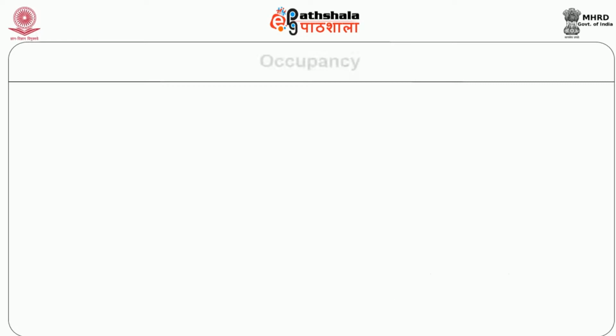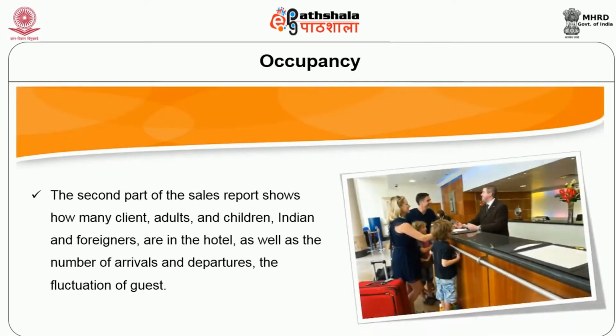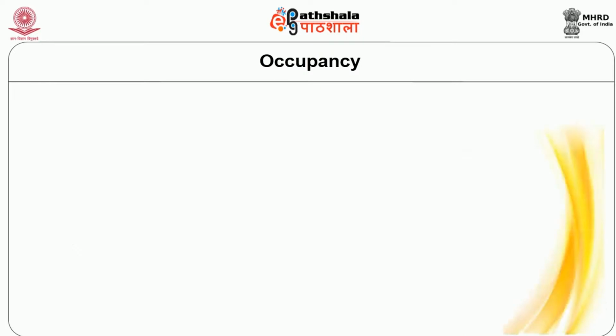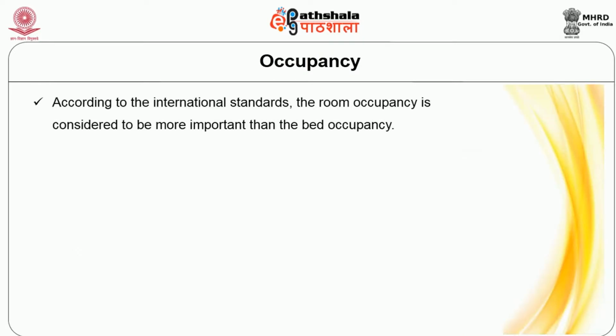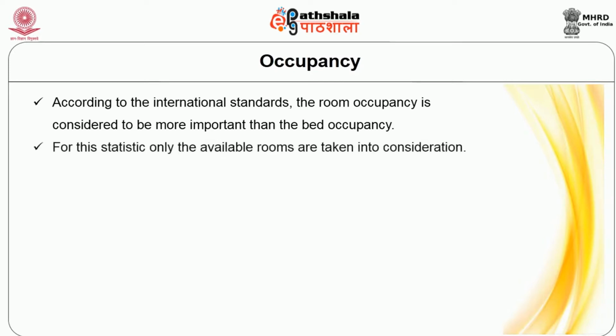Next is occupancy. The second part of the sales report shows how many clients, adults and children, Indian and foreigners, are in the hotel, as well as the number of arrivals and departures, and the fluctuations of guests if any. According to international standards, the room occupancy is considered to be more important than the bed occupancy. For this statistic, only the available rooms are taken into consideration.